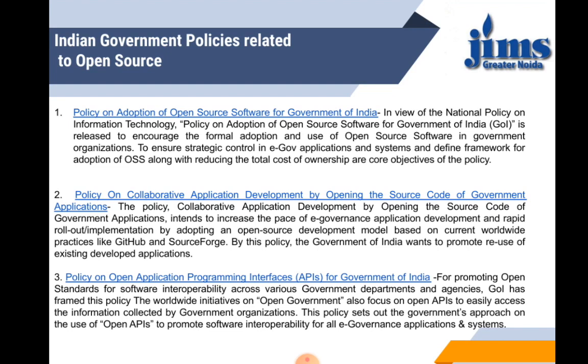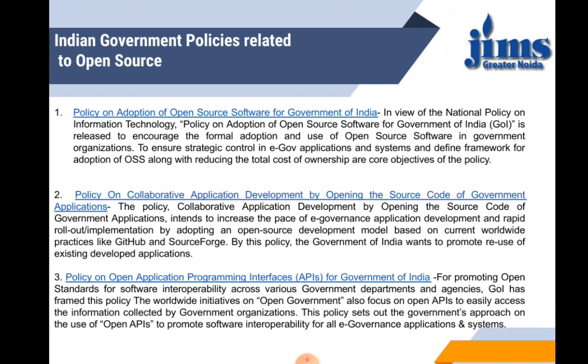Third is the policy on open application programming interfaces, that is APIs, for the Government of India, for promoting open standards for software interoperability across various government departments and agencies. The Government of India has framed this policy.